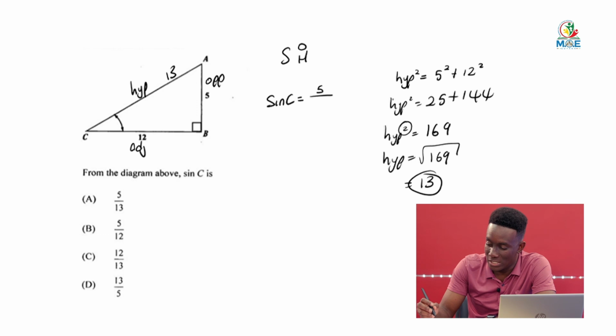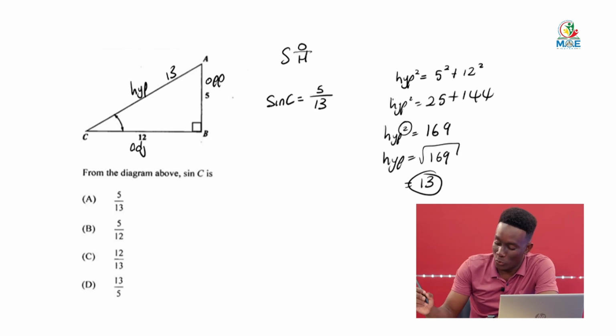So sine C would be opposite over hypotenuse, and in this case the hypotenuse is 13. We had to find the hypotenuse here. So this would be 5 over 13, which is A.